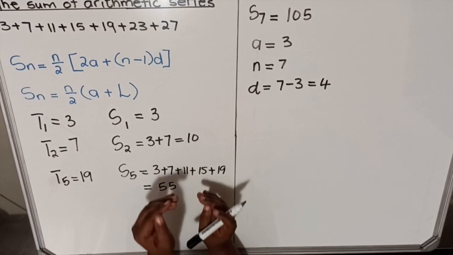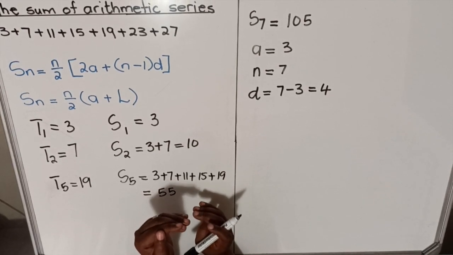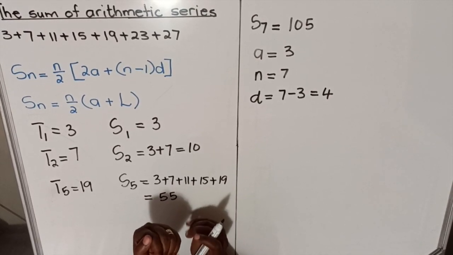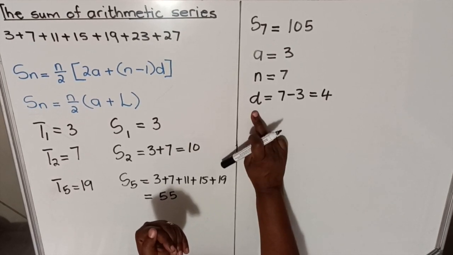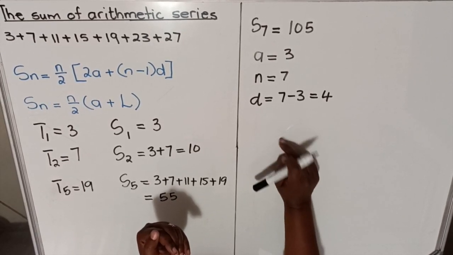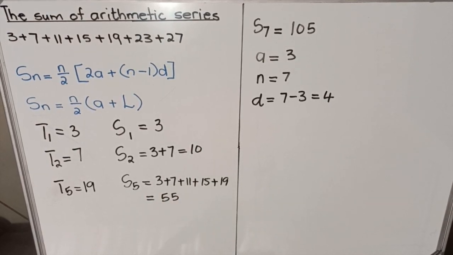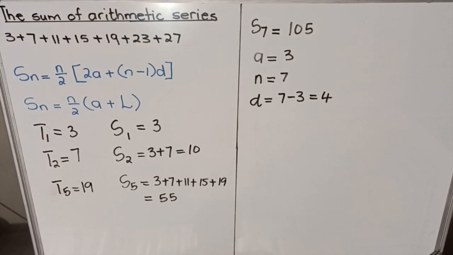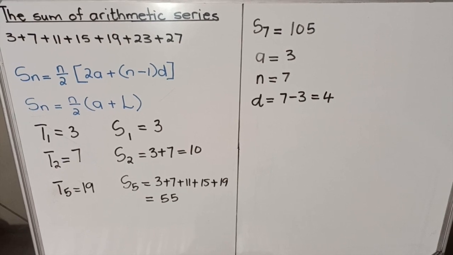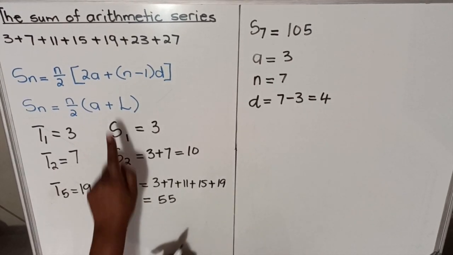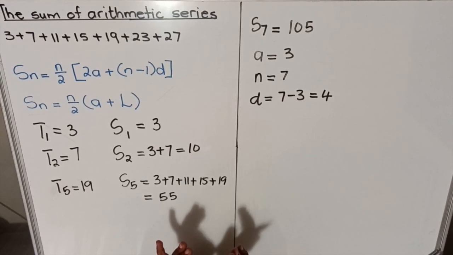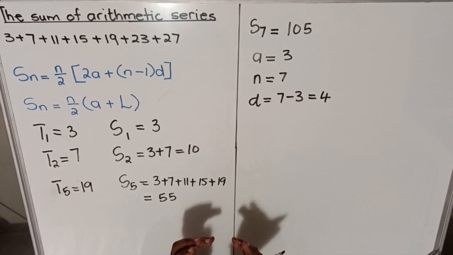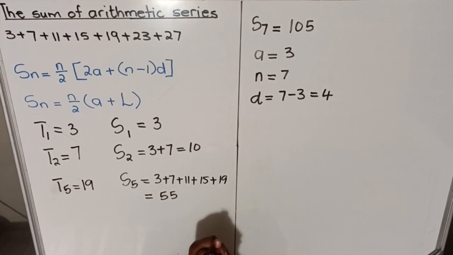Now, with this question, they told me it's an arithmetic series, so I don't have to test it. If they didn't tell you, you have to test. You don't do the common difference once, you have to do it twice. Then it should be common. What if it's not common? Then it means it's not an arithmetic series, and you cannot use this formula. It may be a geometric sequence, then you use a different formula that is also in your formula sheet.